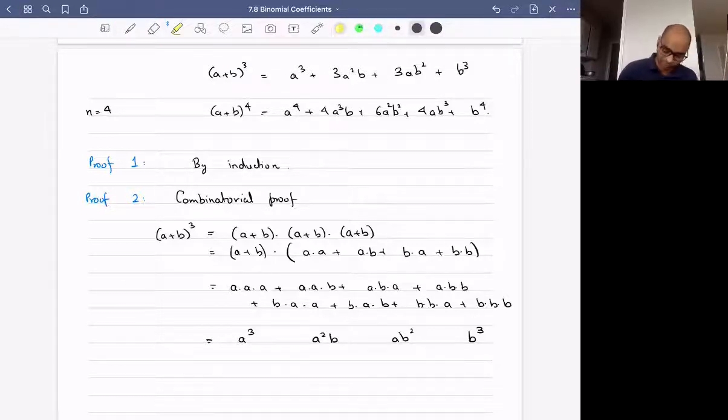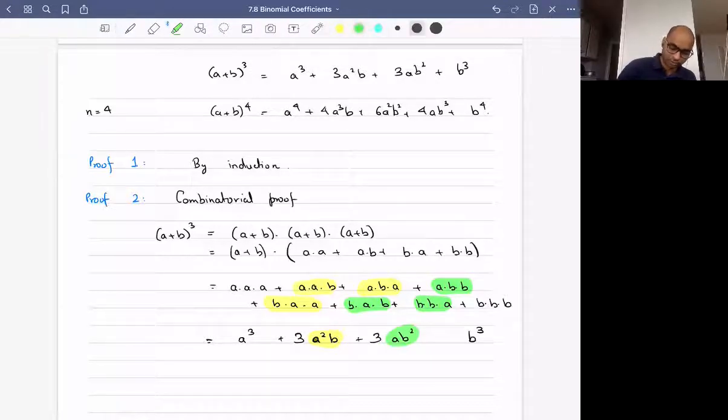Let's look at a squared b. Where are the terms a squared b in here? Any term which has two a's and one b is going to be a term that gives me a squared b. So that's a times a times b here, a times b times a, and finally b times a times a. So these three give me a squared b, and there's no other term. So hence the coefficient here should be 3. And similarly for a b squared, I'm getting this term, and then this term. And so again, the coefficient is 3.